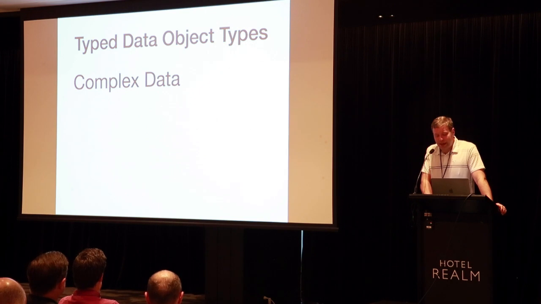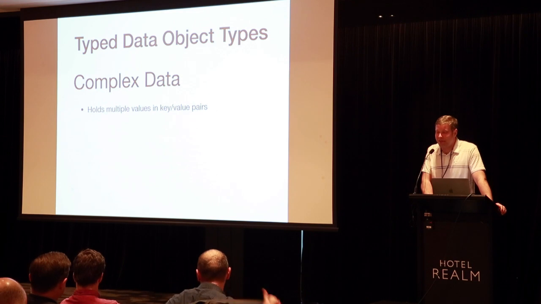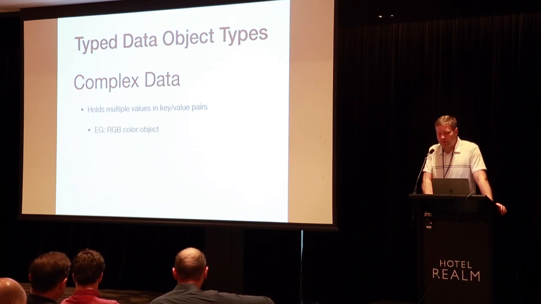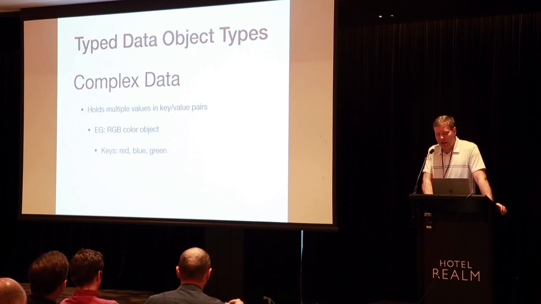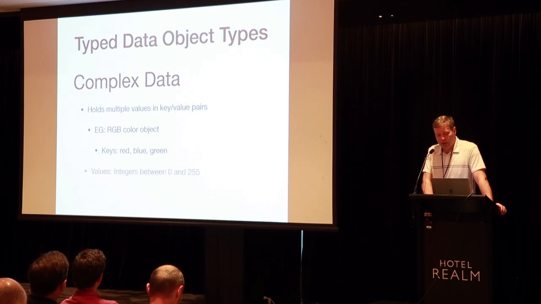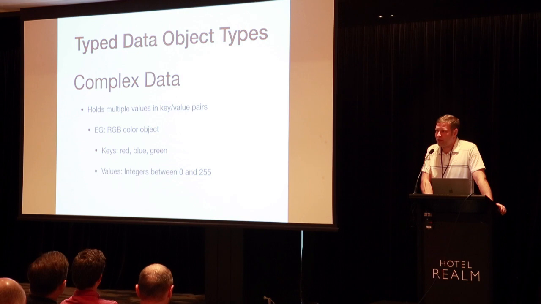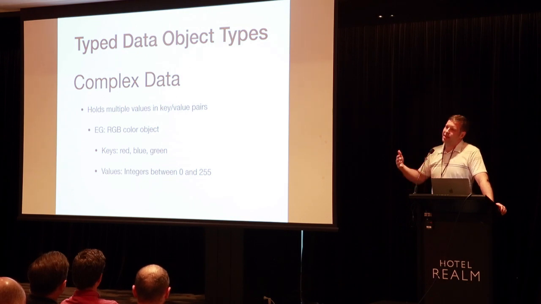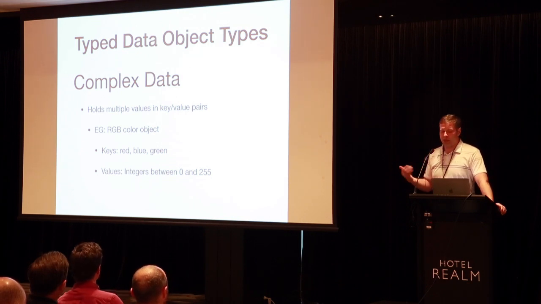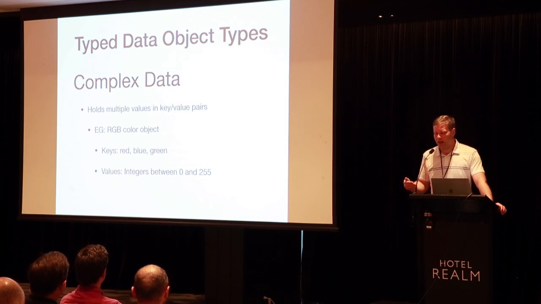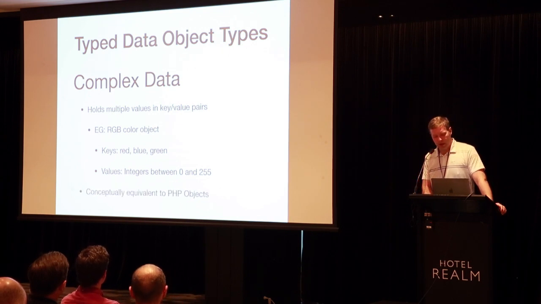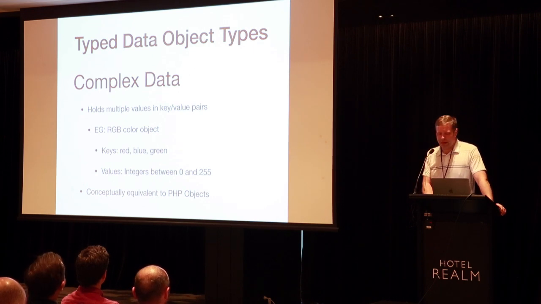So next, there's complex data. Complex data holds multiple values and key value pairs. For example, you could have an RGB color object, which would have 3 keys, red, blue, and green, and each value is an integer between 0 and 255. So this object describes an RGB color, which is made up of these 3 things. It's a complex data object built off simple data objects. And these are conceptually equivalent to a PHP object. It's not exactly the same because it's Drupal and it does a bunch of stuff, but as a concept, it's an easy way to consider it.